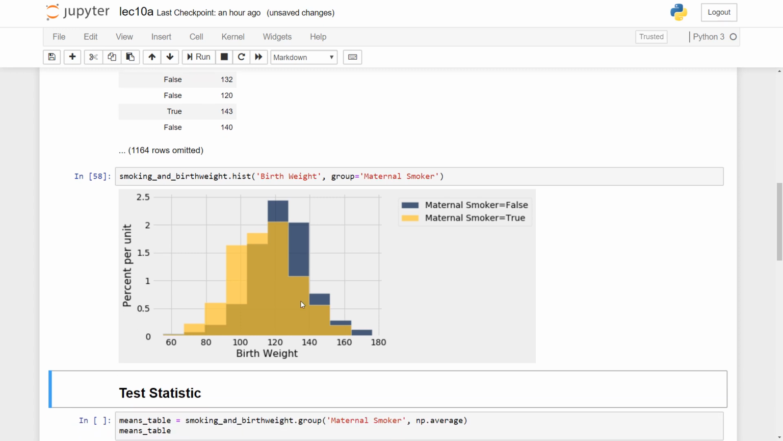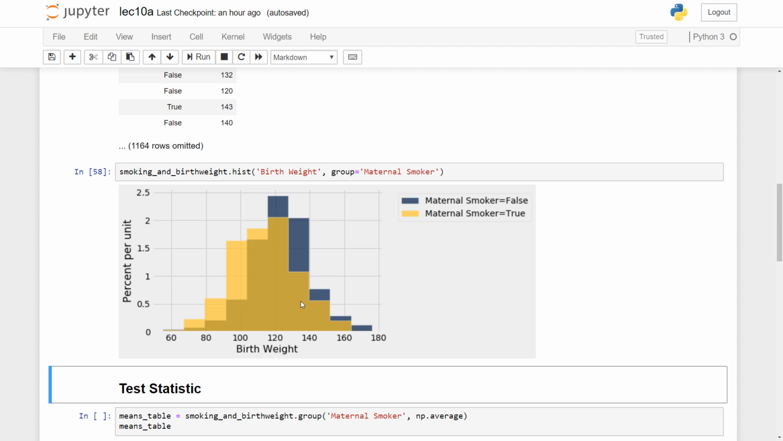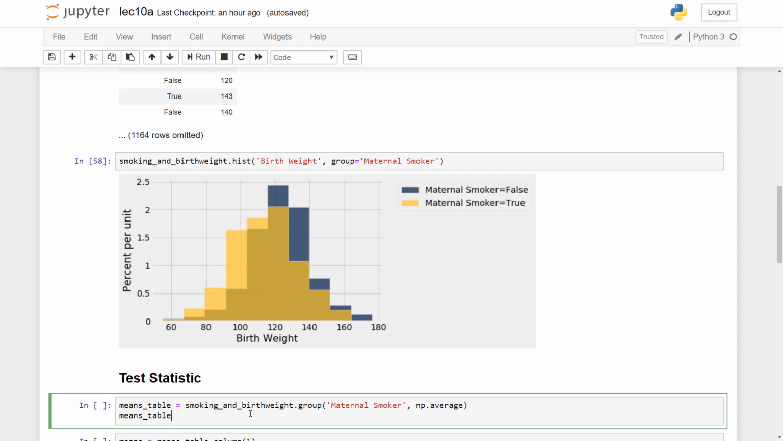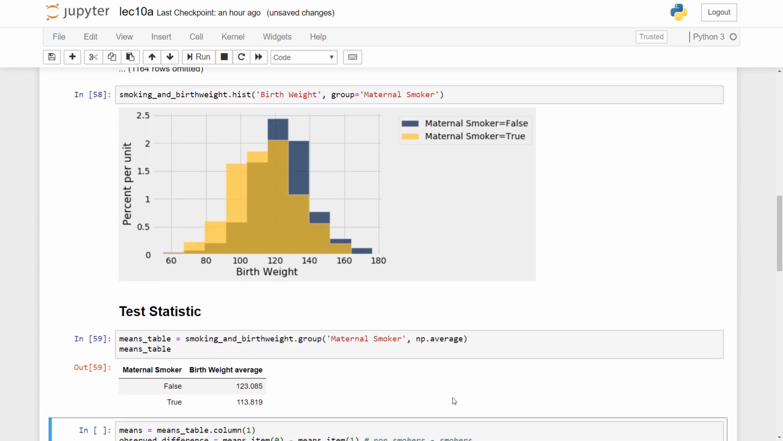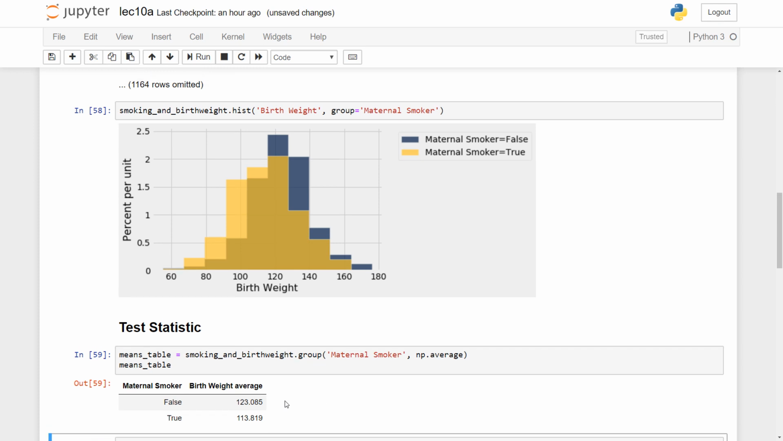So the test statistic that we chose is the average weight of non-smoking mothers minus the average weight of smoking mothers. To do that, let's look at the averages. We will group by the maternal smoker column and get the average over the weights. If we do that, we get the birth weight average for non-smokers and for smokers. You can see that there is a noticeable difference.